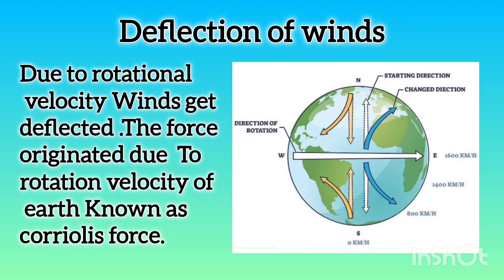Hence, due to this rotational velocity, winds get deflected. And the force generated due to this rotational velocity is known as Coriolis force. It was given by the scientist Coriolis, hence this is known as Coriolis force. This force leads to the deflection of the winds. Winds coming from the north direction towards the equator get deflected in the right direction, and winds coming from the south direction get deflected to their left side.